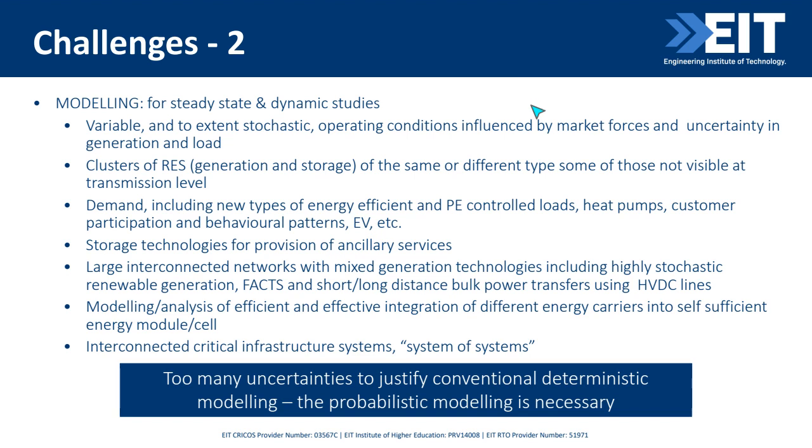So we are having a lot of renewable energy and storage now, clusters of them coming up, whether in the form of generation or storage. The same or different types, some of those are not visible at transmission level. So you find that the demand includes new types of energy efficient and power electronic control loads, the heat pump, customer participation and behavioral patterns, and electric vehicles. This is going to become a big problem for 2030 onward, because you're going to get rid of all our IC engines and replace them with electric vehicles. So the whole demand pattern will change.